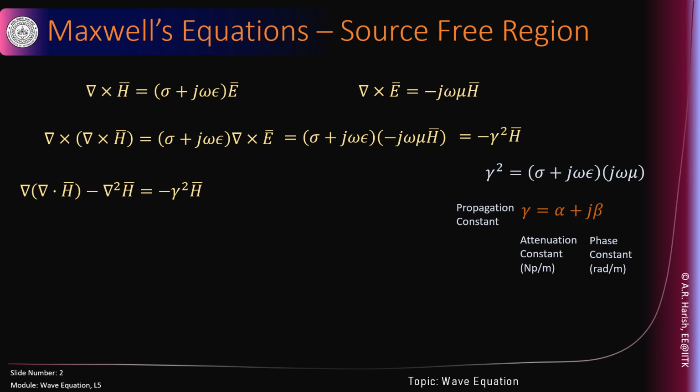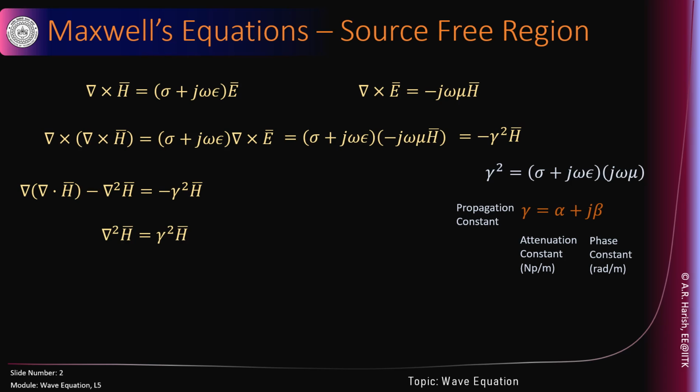Now let's get back to this equation, del cross del cross H. We know the vector identity. This is given by del del dot H minus del square H. Now del dot H is 0. That's from Maxwell's equation. Therefore, del square H is equal to gamma square H.